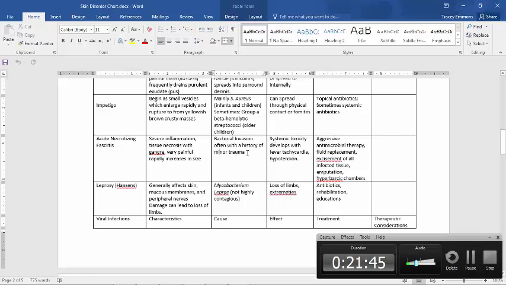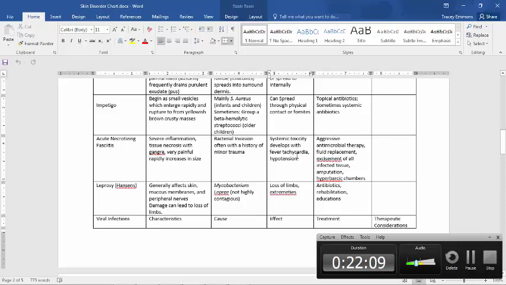It usually has a mix of bacteria in there. It's just not one type, and it can really cause systemic toxicity. If it spreads to the blood through the whole body, it can cause fever, tachycardia, which is increased heart rate, and hypotension, which can lead to shock.